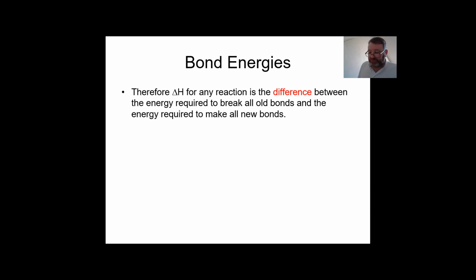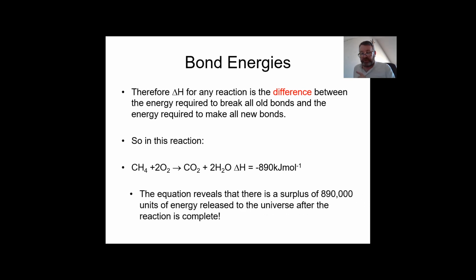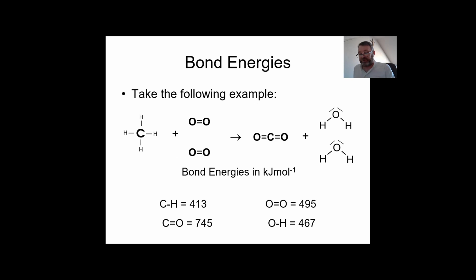Delta H is the difference between the energy required to break the bonds and the energy released when we make the new ones. So in this reaction, the burning of methane and oxygen to give carbon dioxide and water, we have an accurate figure of minus 890 kilojoules per mole. Okay, where does that come from? Well, let's take a look and see.